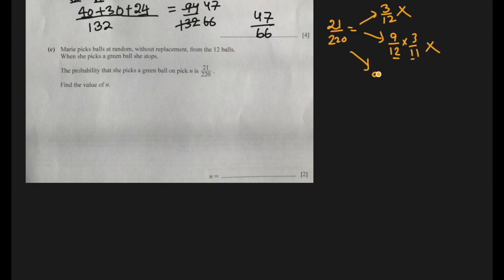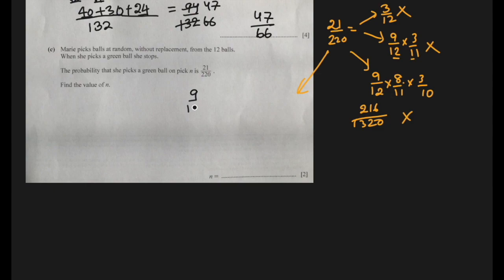Let's look at the next one. 9 over 12, then it will be 8 out of 11, meaning other than green balls. And the third time, she got the green ball. Okay, so let's see, it is 216 over 1320. Let's see if it gives me a simplified form of 21 over 220. No, it is not. So let's go to one more. I hope it works now.